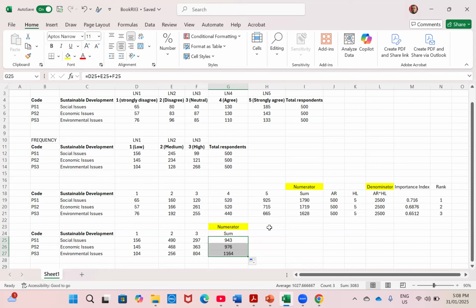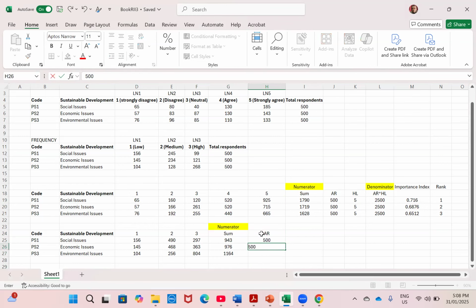Now let's get the denominator. So our AR, which is the total number of respondents, is 500, 500, 500. And how many points do we have on the Likert scale that the respondents used to respond to the frequency of occurrence? So this importance, once again, make the difference. Frequency.